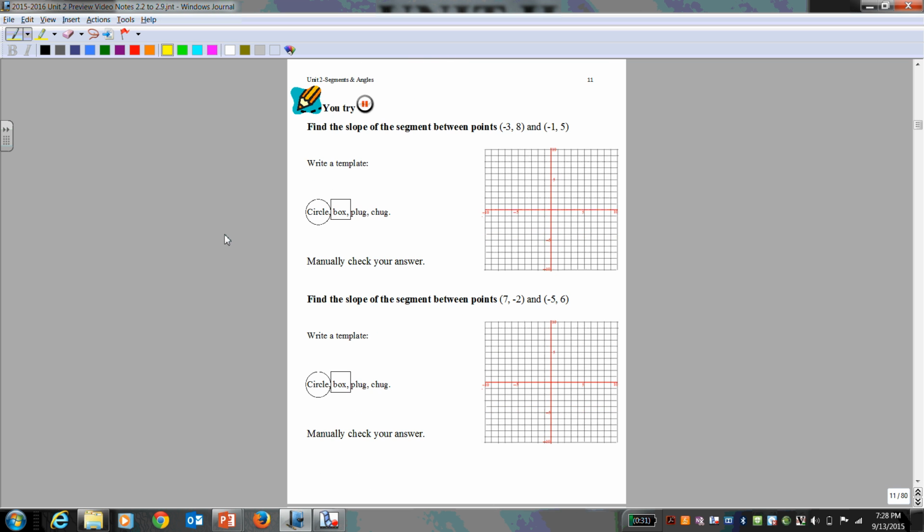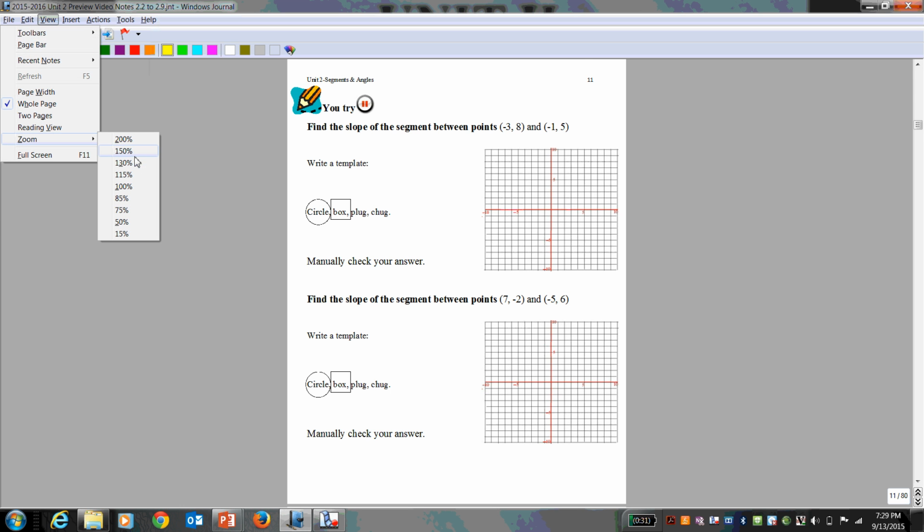You try this page on your own. Follow the template process, please. Pause. Welcome back. Let's see how you did here.